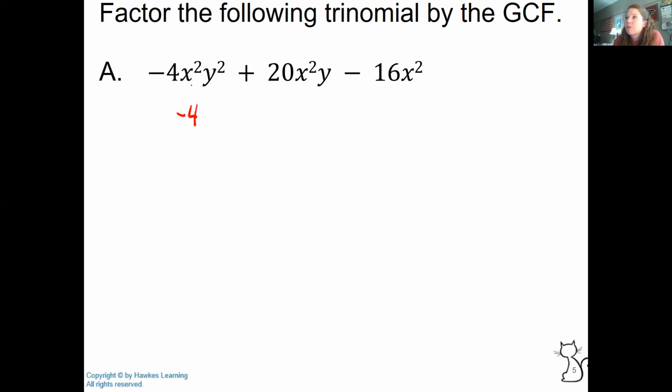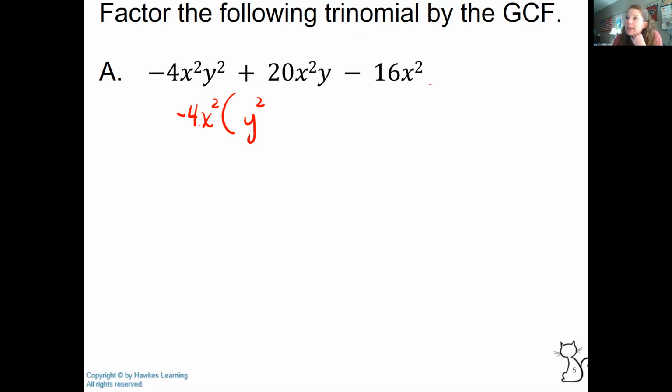All right, what's the biggest number of x's I can pull out of all 3 of them? They each have x to the 2nd power. And then this one doesn't have a y. So I'm not allowed to bring out a y from any of them because I can't do it to all 3 of them. So I'm literally going to divide -4x squared y squared by -4x squared. Well, -4 divided by -4 is 1. X squared divided by x squared is 1. So all I would have left if I divided the first term by this greatest common factor is y squared. And 1 times y squared is y squared.